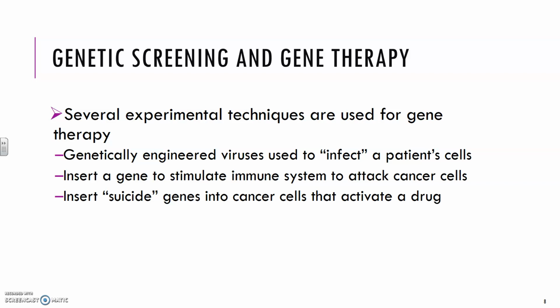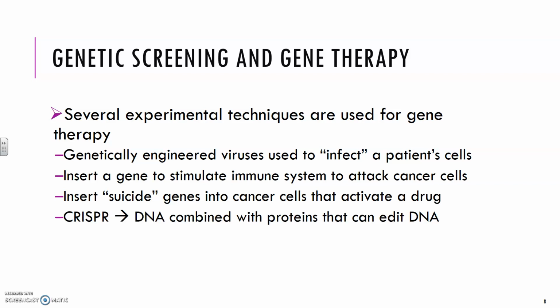These are genes that cause the cancer cells to go through apoptosis or programmed cell death, or they will actually activate a drug, so the drug will only interact with cells that have these genes in them. But again, you have to think about, okay, what happens if the gene gets implanted into a cell that isn't a cancer cell? What happens then? How do you prevent this whole thing from just going completely crazy?